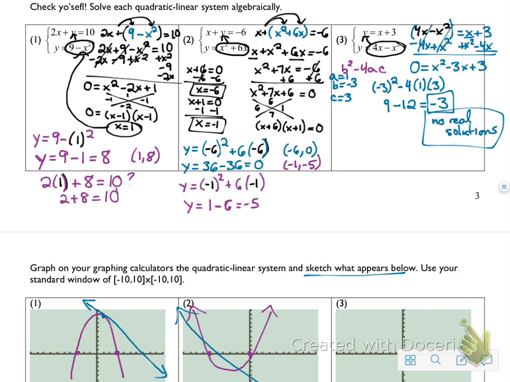So we can see that by coming down here and graphing it. And if you were to graph this on your calculator, you would get a graph that looks something like this, where the parabola is down here and the line is up there, and they do not cross. So that is completely accurate.